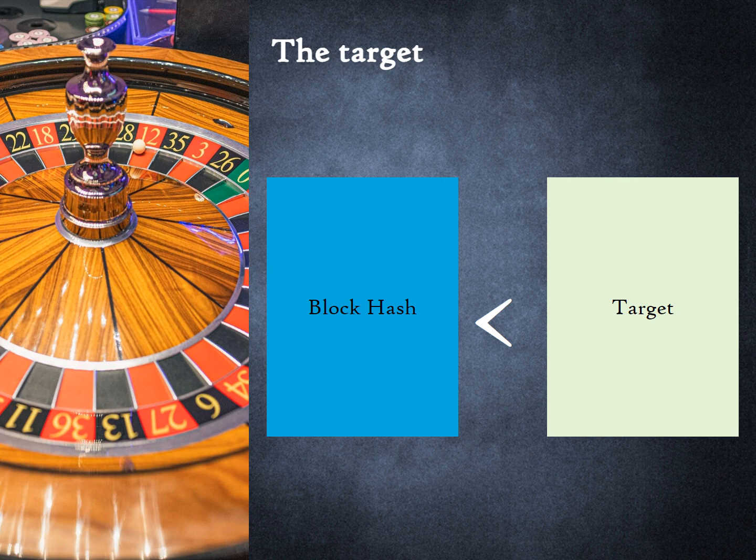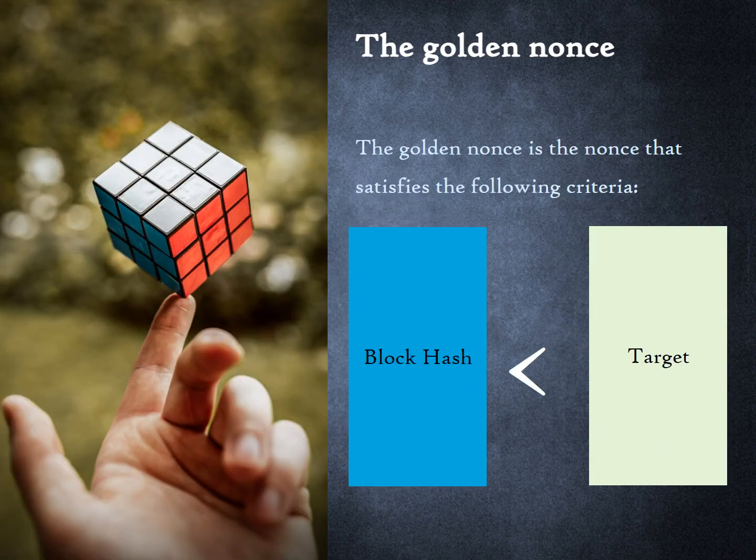This is a pure game of chance. No skill is required. The miners are simply iterating the nonce. The golden nonce is the one which satisfies the following criteria: the block hash is less than a specified target number. The miner may need to try billions and trillions of nonces to get the golden nonce.